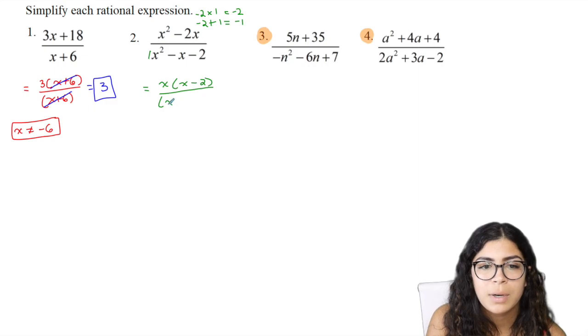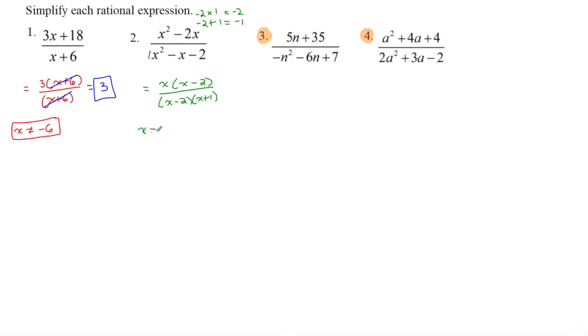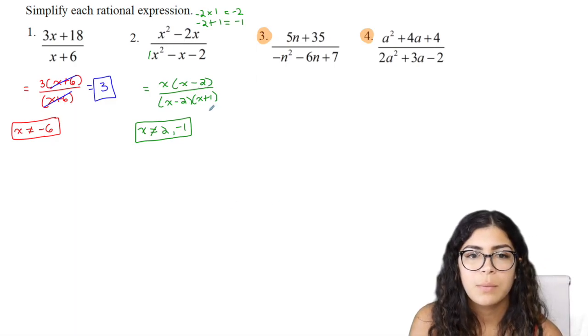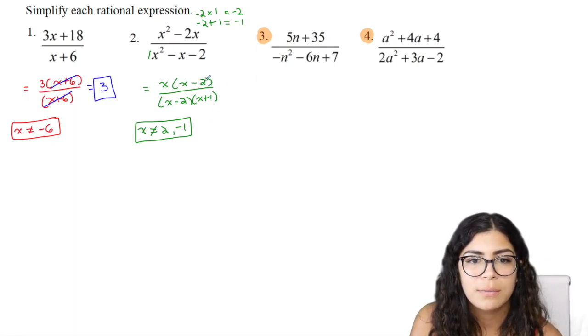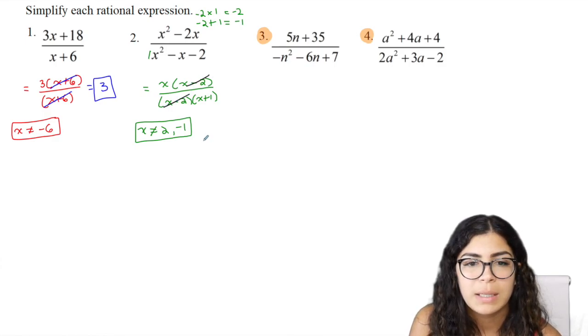And then now let's go ahead and do our excluded values before we cancel anything out. X cannot equal 2 or negative 1. And then we can cancel out the common factor of x minus 2. So that would leave us with x over x plus 1.